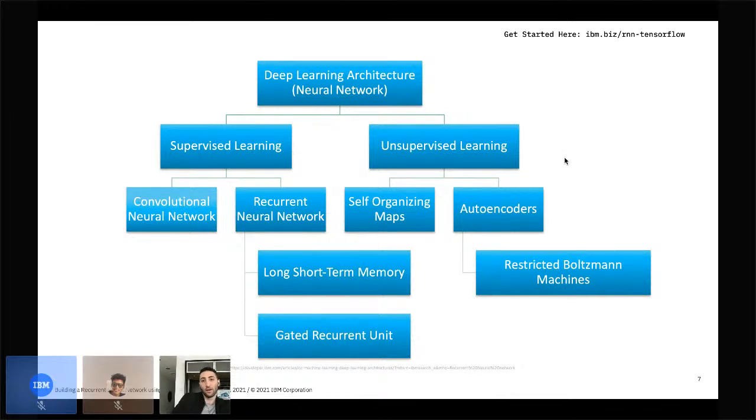This is a high-level tree, let's say, or architecture of how these are related to each other. Basically, under deep learning architecture or deep learning neural networks, we have supervised learning and unsupervised learning. For those who don't know, supervised is where we are training our model by labeling the data.